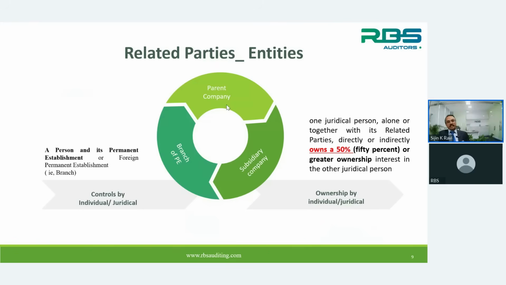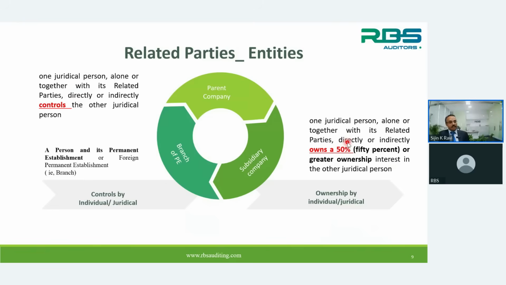So the first condition is relating to one juridical person, alone or together with its related party, directly or indirectly owning 50% of its shareholding. That means the major category is the shareholding structure. If it is more than 50%, then it is treated as a related party entity, that is either a subsidiary or a parent company.